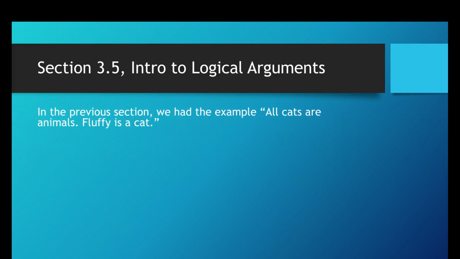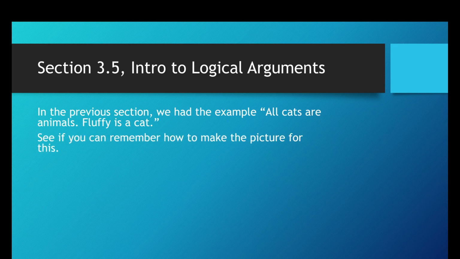We're going to start by talking about something from the previous section where we had the example, all cats are animals, Fluffy is a cat. Do you remember that? What I'd like you to do right now is see if you can remember how to make the picture for this, just for good practice. So all cats are animals. How does that look? Is that two overlapping circles, a circle within a circle, or two circles that don't overlap? And then think about where you put Fluffy the cat. Pause the video for a sec and try it out. Is Fluffy in just one place or two places?